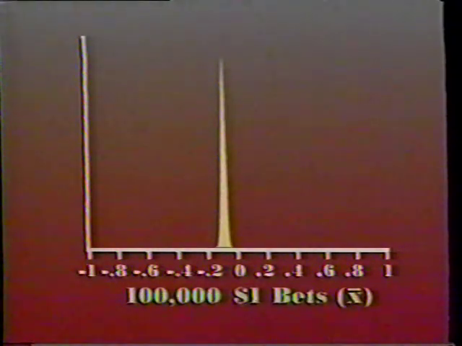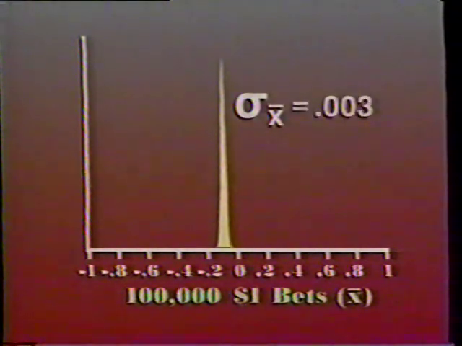Now let's look at things from the casino's perspective. If 100,000 bets are placed, the distribution of the mean result is nothing but a spike with a minuscule standard deviation of about 1/3 of a cent. The curve doesn't spread into the realm of a win at all. That's how the casino is guaranteed a profit.